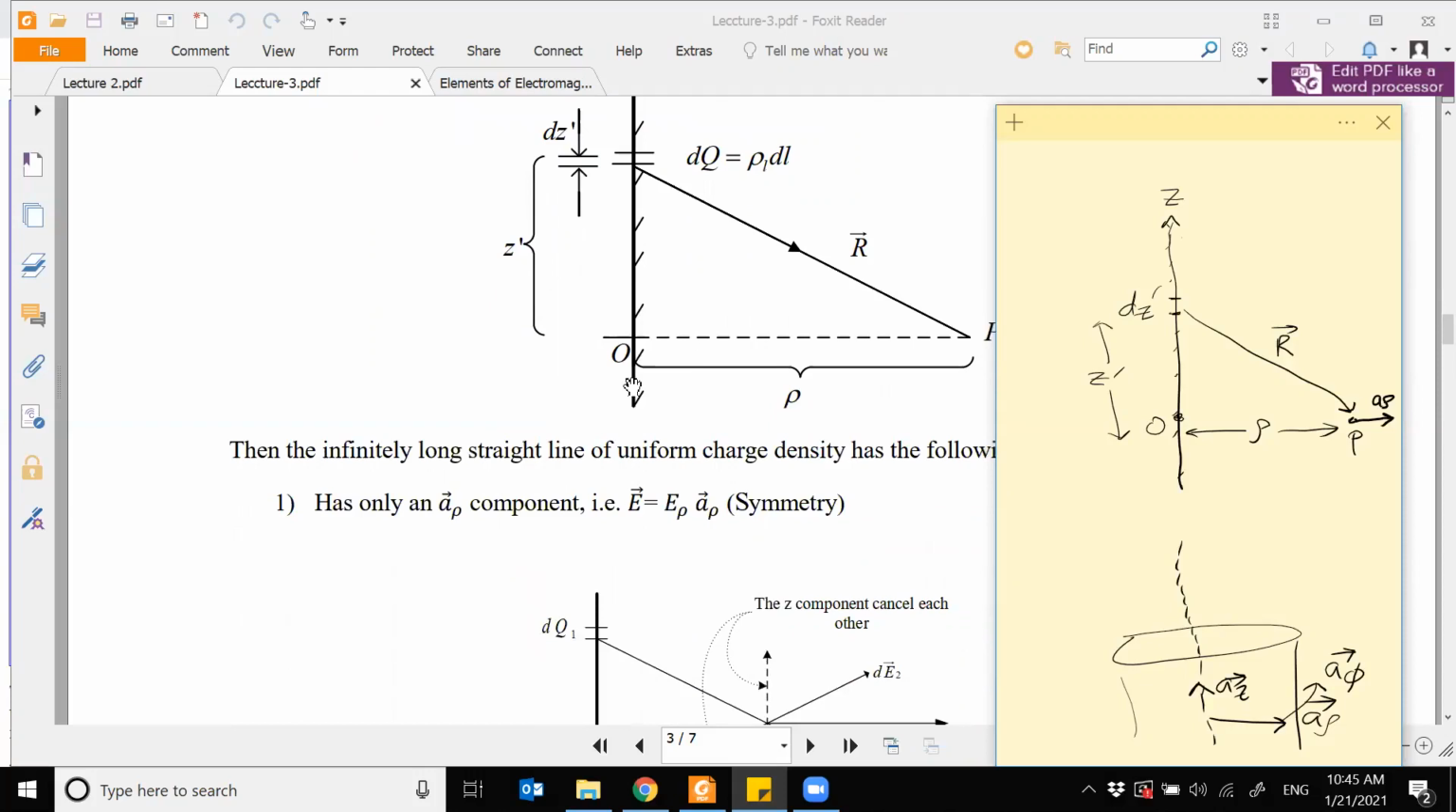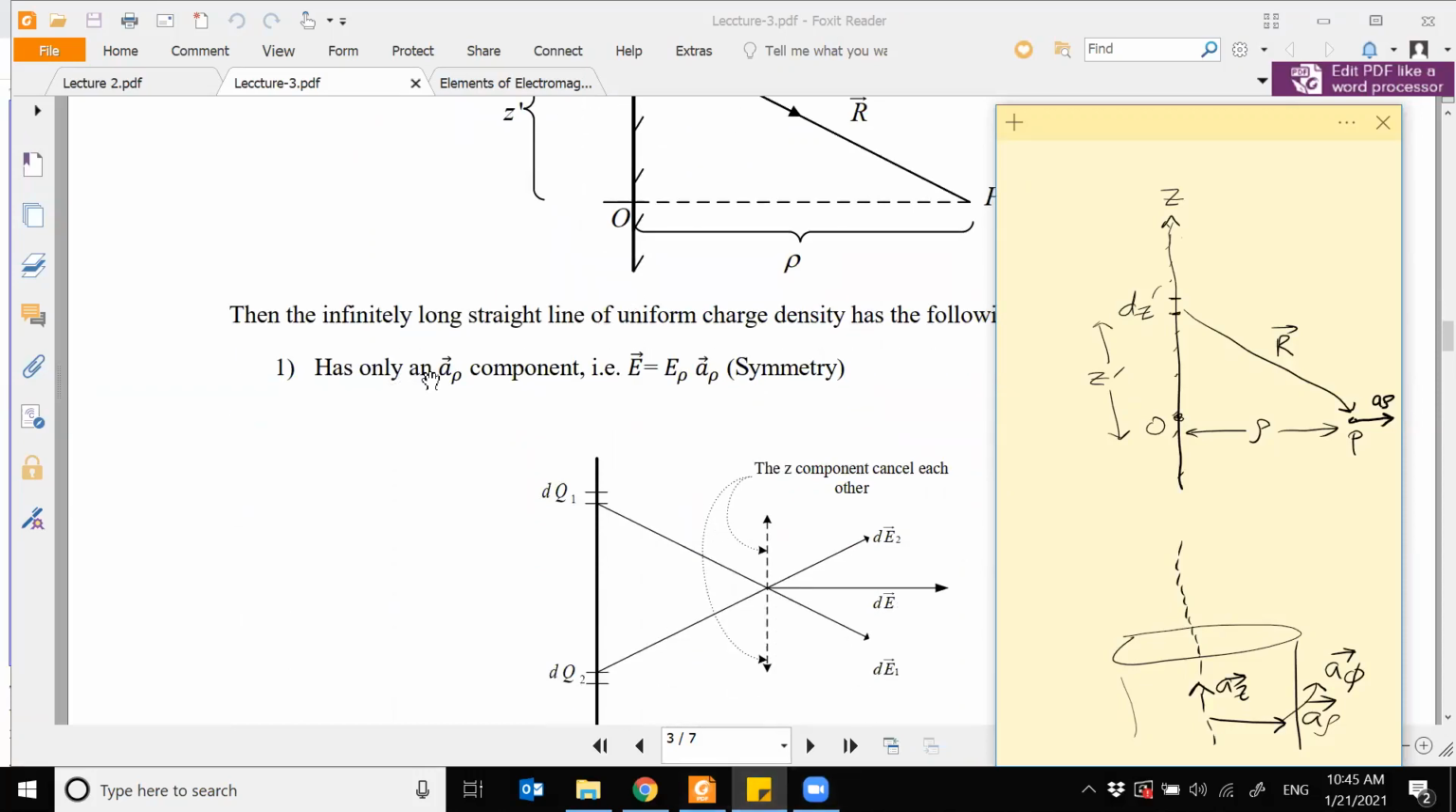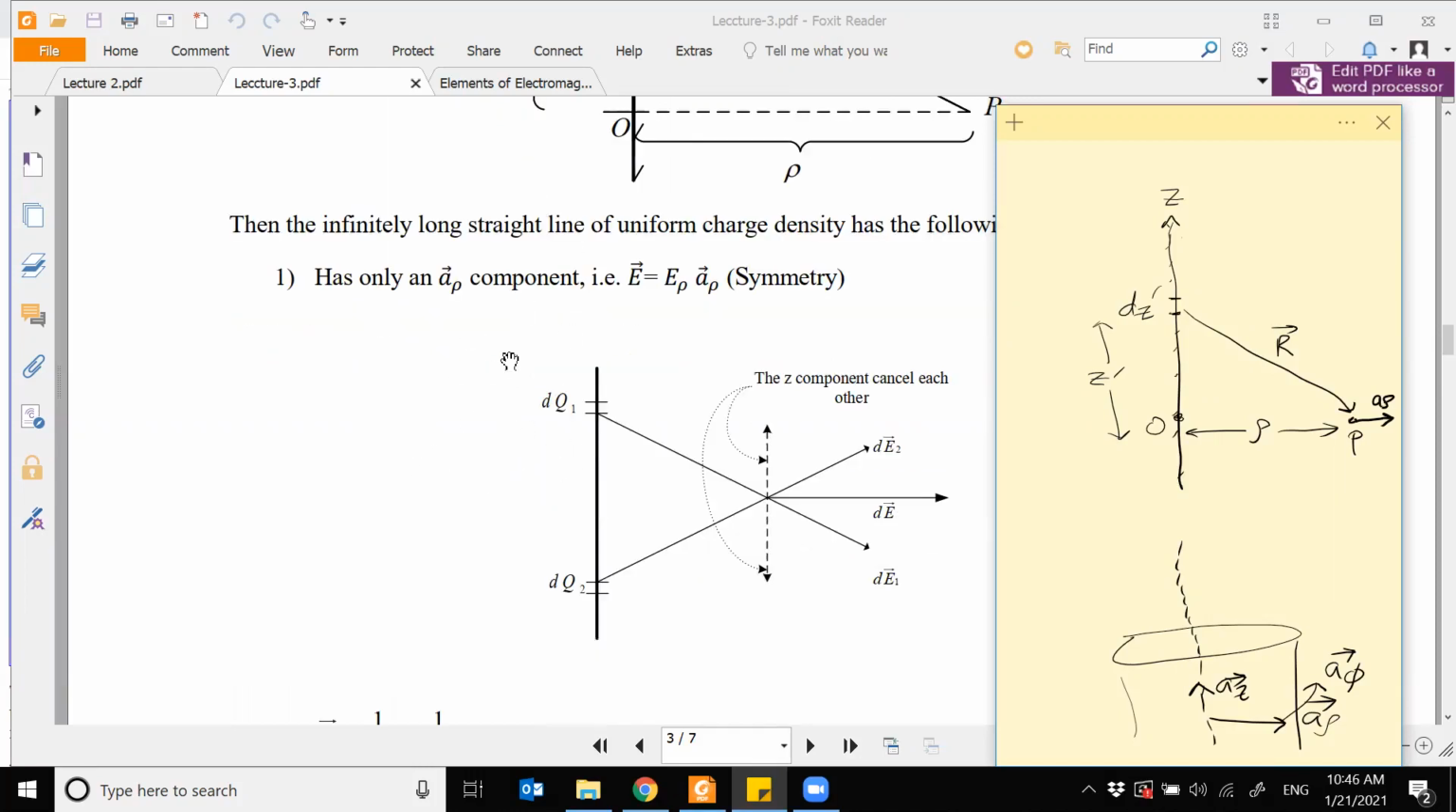Now, just some observations here, and the observations are that your electric field has only a rho component. Your A phi component is cancelled. Your AZ component is cancelled. Now, why is your AZ component getting cancelled? You can visualize this easily, even without solving that integral. You can think from the following point of view, guys.